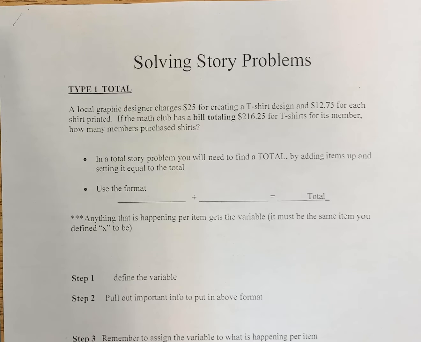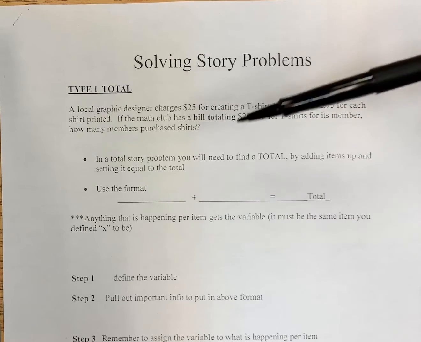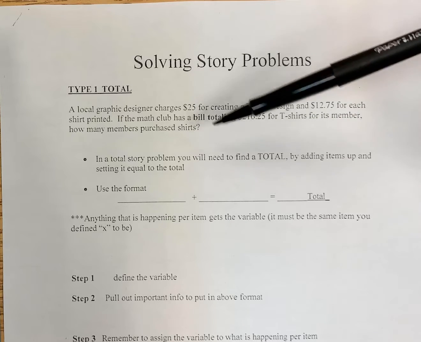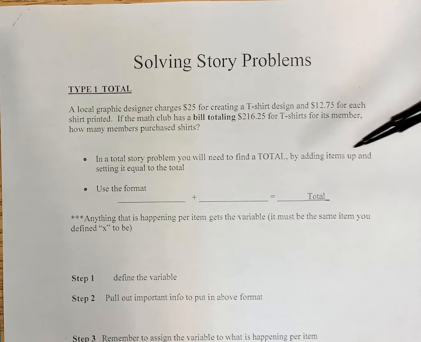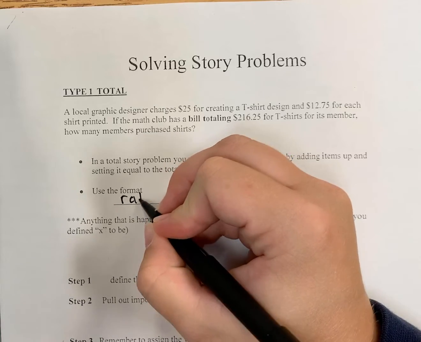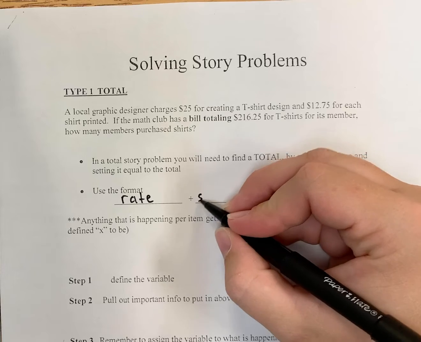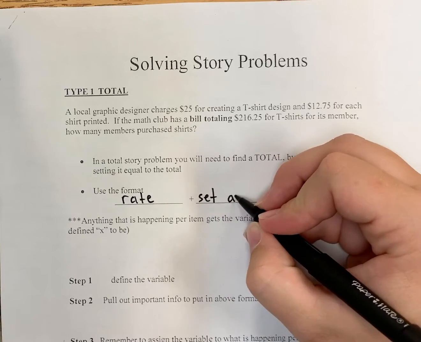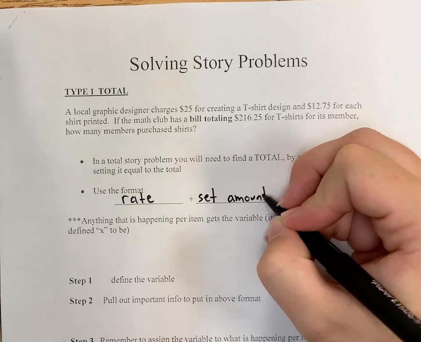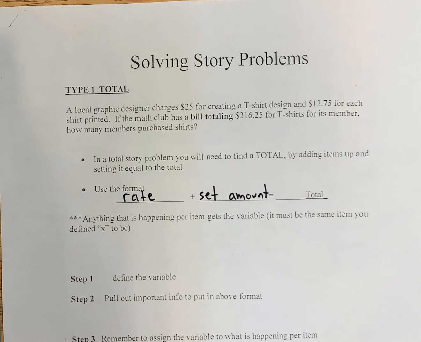Okay, so here's how you want to go about these problems. In a total story problem, you will need to find a total. So we have a total here, this 216, by adding items up and setting them equal to the total. The format that you want to use is you want to take the rate, okay? So whatever the rate is, plus your set amount, and you want to set that equal to whatever the total is, okay?